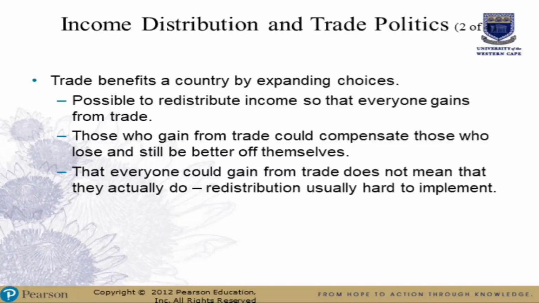As a result of the expansion of choices, it is possible to redistribute income so that everyone gains from trade. That is, those who gain will compensate those who lose out in such a way that the gainers will still be better off. The notion that everyone could gain from trade does not mean that everyone gains in practice. As in the real world, redistribution of goods to losers is hard to implement, if not impossible.